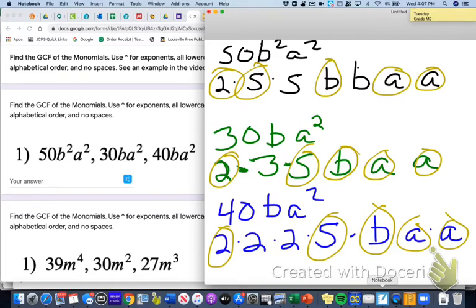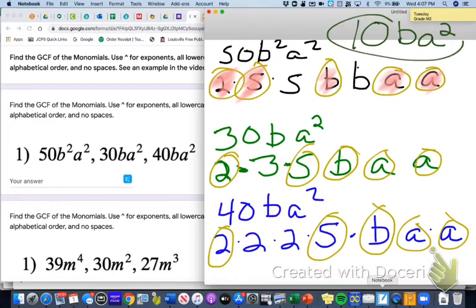So in order to find the GCF, I would take what they all have in common. We would do 2 times 5, which is of course going to be 10. And then it would be a B and then 2 A's. So the greatest common factor for all three of those would be 10 B A to the second. So I'm going to type that over here in the answer box.